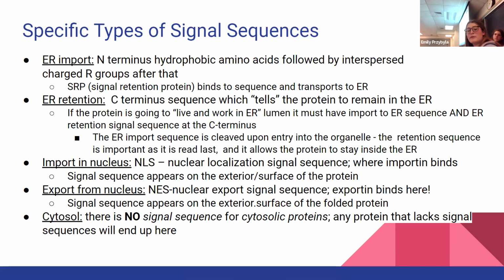So for import into the nucleus, we need the NLS, which is the nuclear localization signal sequence. This is where importin will bind. We're going to talk about that in a second. And this signal sequence, like I said, is on the outer part of the tertiary protein. And then for export from the nucleus, the protein would need the NES, which is the nuclear export signal sequence. This is where exportin binds. That's also on the surface of the folded protein. And if the protein is meant to be produced in the cytosol and then simply stay in the cytosol, there is no signal sequence on the protein. Any questions about that? Okay.